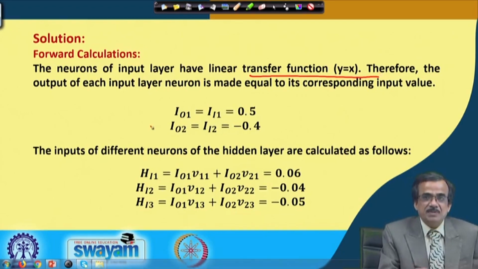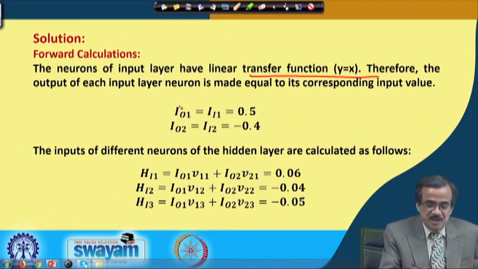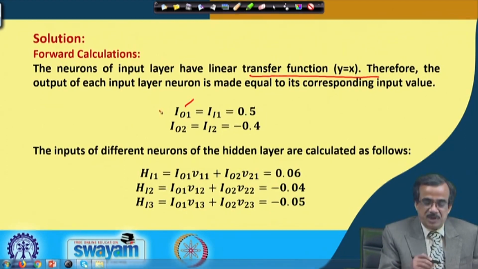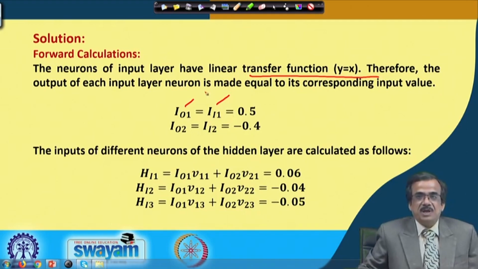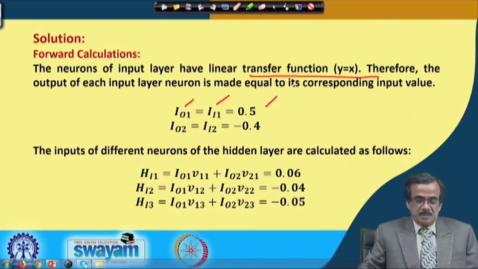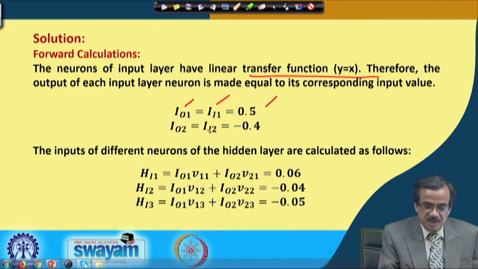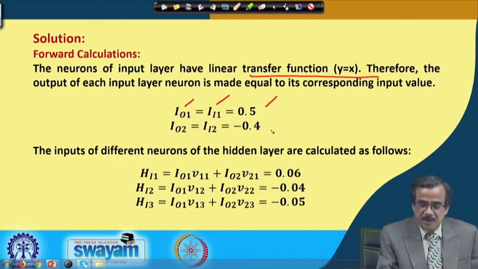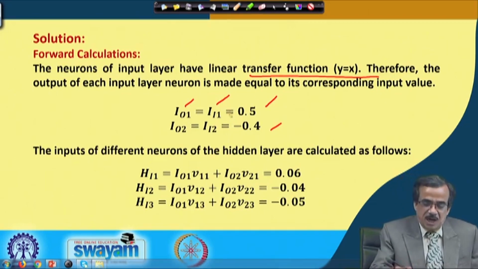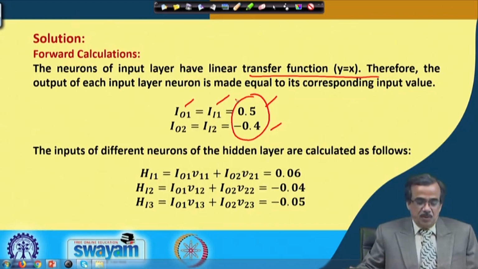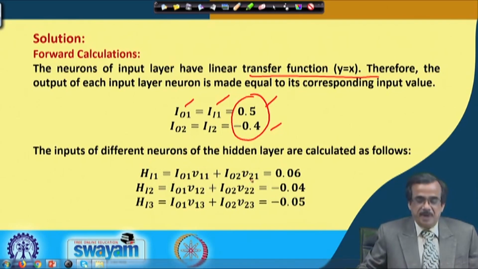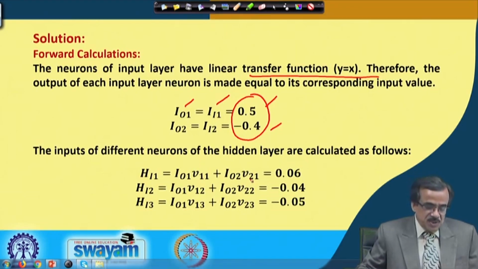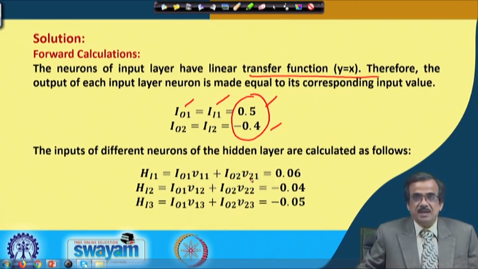Now, here I am going to use the same nomenclature. For example, say I01 is the output of the first neuron lying on the input layer, which is nothing but I1, that is the input of the first neuron lying on the input layer, and that is 0.5. Similarly, I02 is nothing but I2, which is minus 0.4. So, these are the outputs of the input layer, and now the respective outputs we are going to multiply by the connecting weights, and we can find out what should be the input of the different neurons lying in the hidden layer.